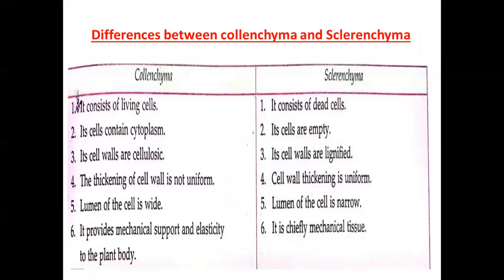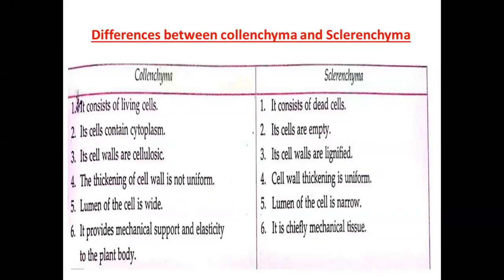Now, next is the difference between collenchyma and sclerenchyma. What is the difference, children? First, collenchyma consists of living cells. In case of sclerenchyma, it consists of dead cells. Second, the cells of collenchyma contain cytoplasm, whereas in sclerenchyma the cells are empty. In collenchyma, the cell walls are cellulosic, whereas in sclerenchyma the cell walls are lignified. In collenchyma, the thickening of the cell wall is not uniform, but in sclerenchyma the cell wall thickening is uniform.